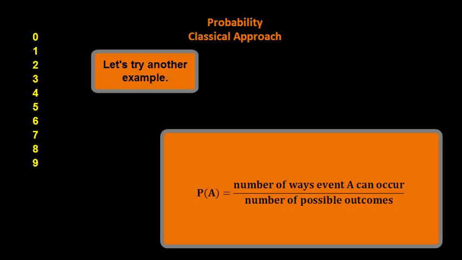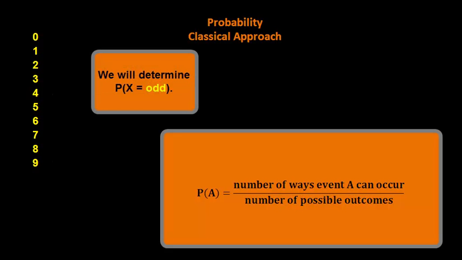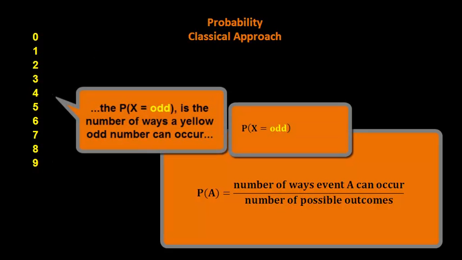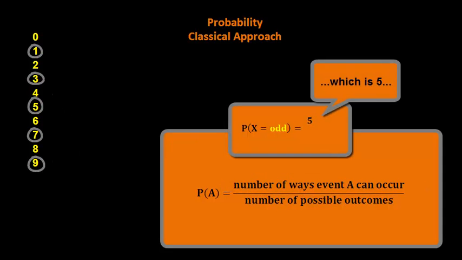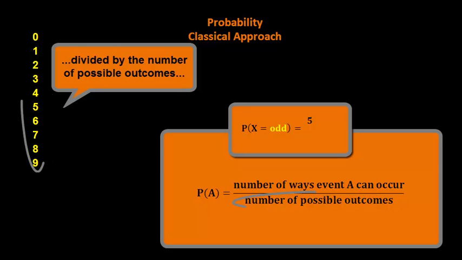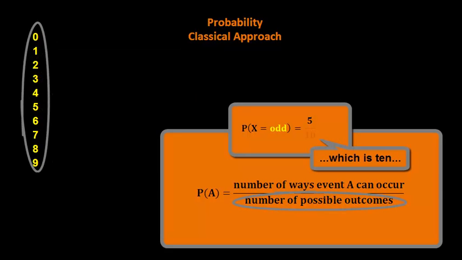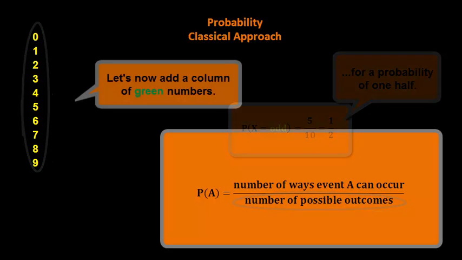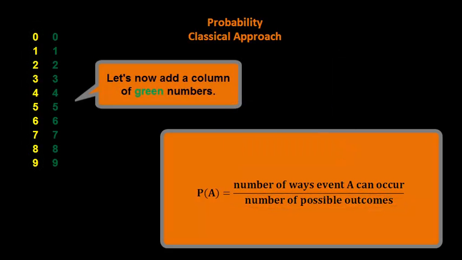Let's try another example. We will determine the probability of x equals a yellow odd number. Following the same procedure as before, the probability of x equals a yellow odd number is the number of ways a yellow odd number can occur, which is 5, divided by the number of possible outcomes, which is 10, for a probability of 1/2.